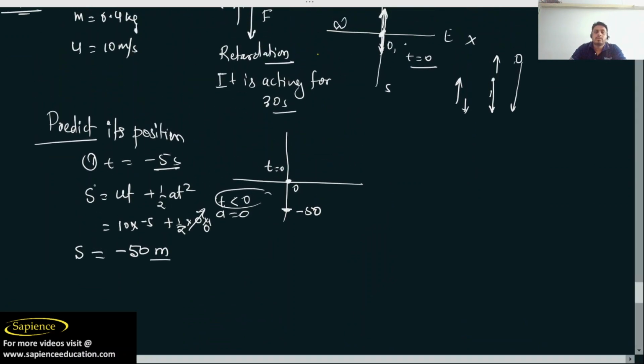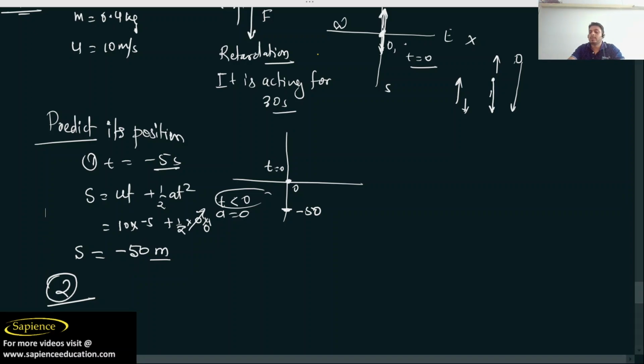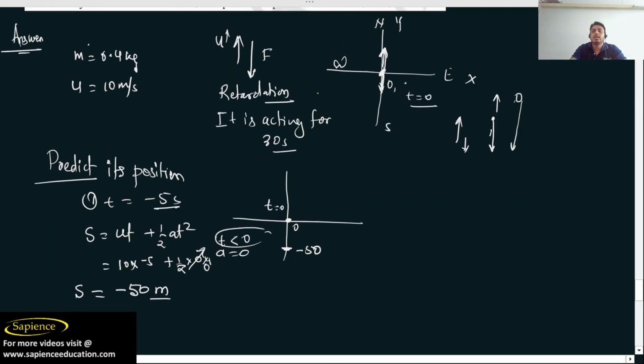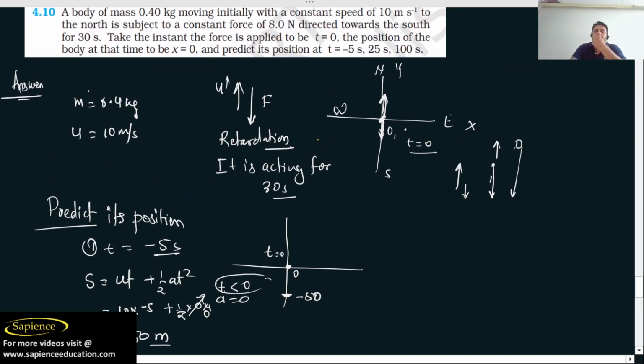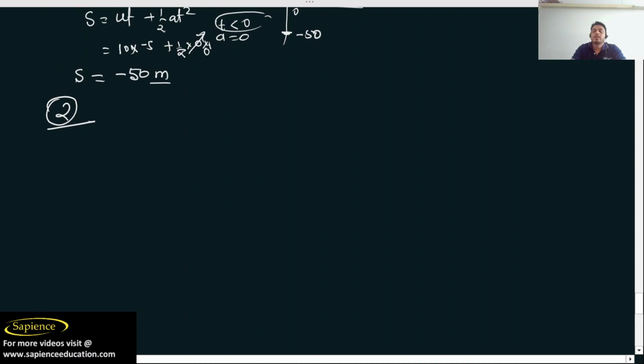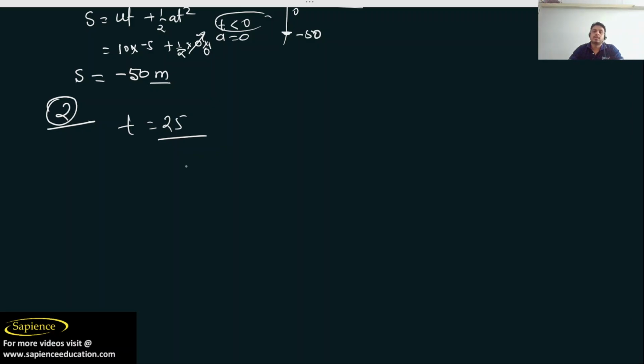That's case 2. It's the second case. What is the second case? In the second case, the question they are telling is: at 25 second, what will be the position? So at 25 second we need to find the position. Okay, so let us consider time equal to 25 seconds. So what will be the position?